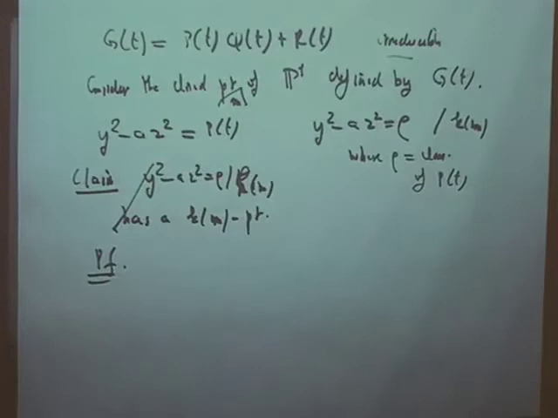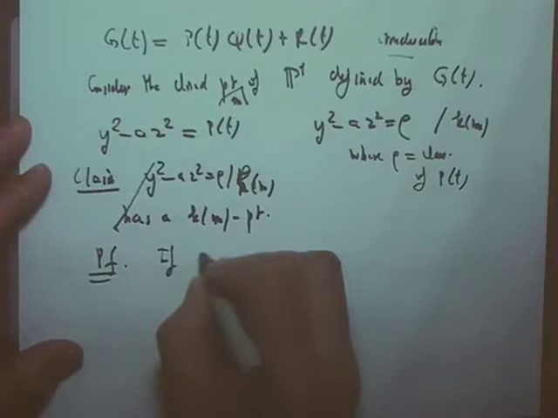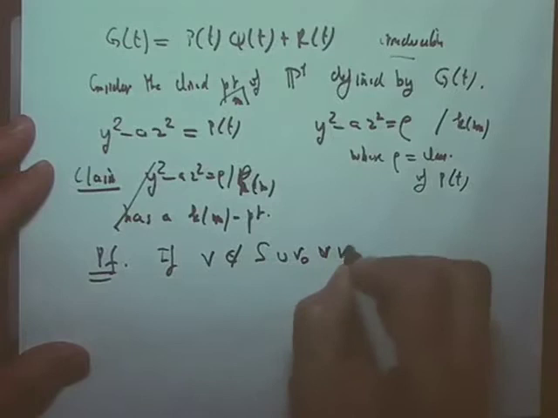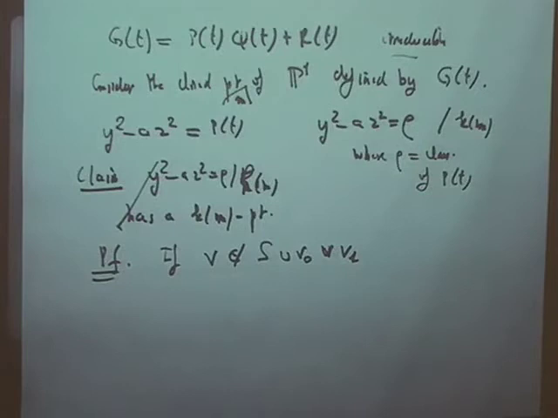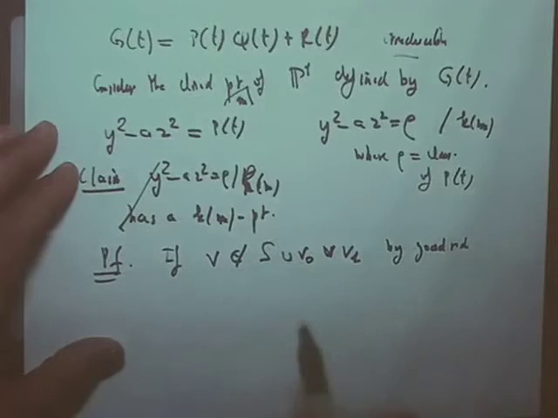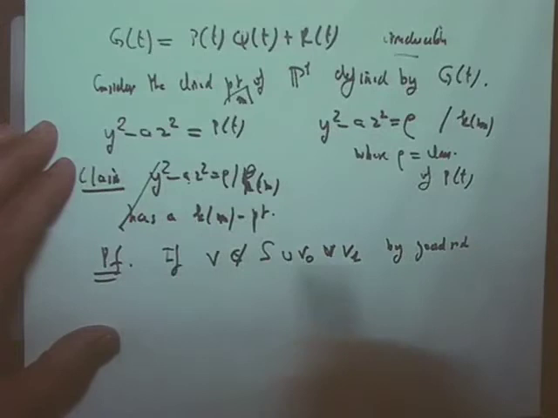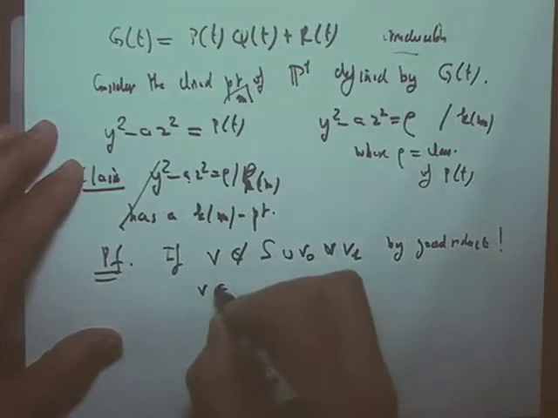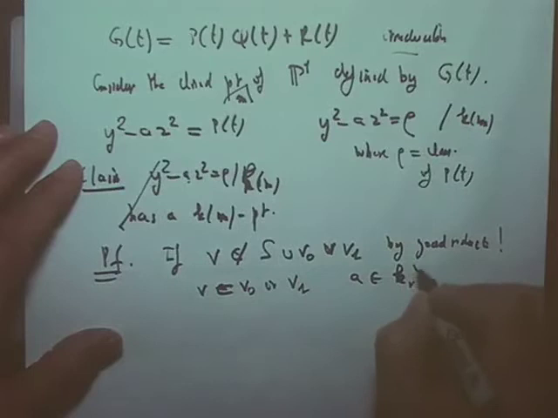Okay, we just have to check that it has points at all the completions. So if V is not in S union V0 union V1, by good reduction argument, rho is a unit in the completion. A is a unit in the completion, so this conic has a point. So this is good reduction. If V is V0 or V1, this is trivial because A is in K_V square in that case. We chose V0 and V1 so that A was a square there.